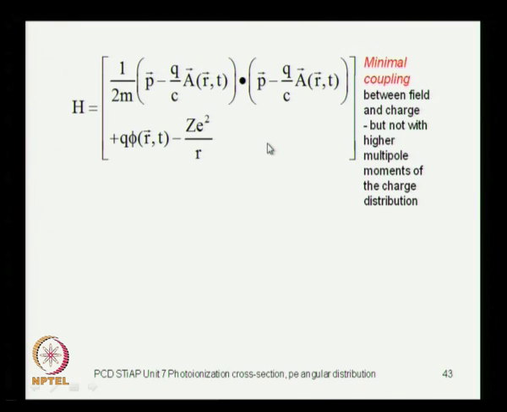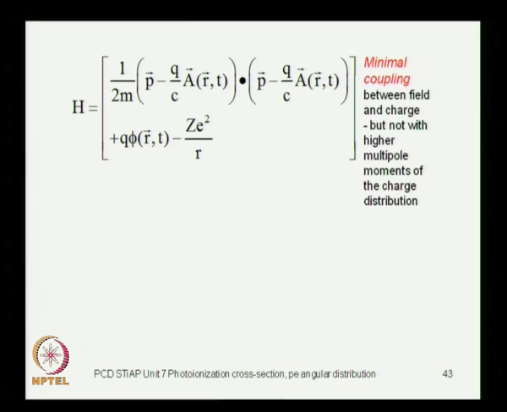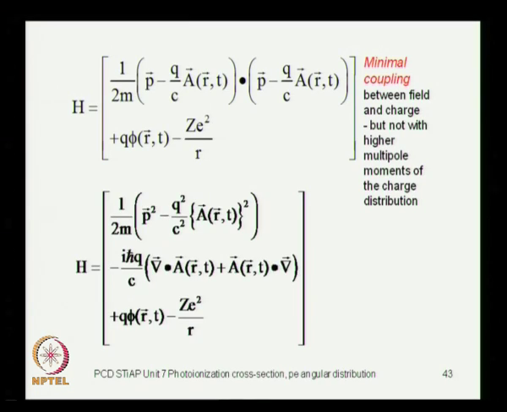And then what I have made use of is what is called the minimal coupling. Essentially what it means is that you are not taking into account the interaction between the field and higher multipoles of the charge distribution. So you have just the leading term. So this is the minimal coupling Hamiltonian for the interaction of a quantum atomic system with an electromagnetic field, and you can expand this term.